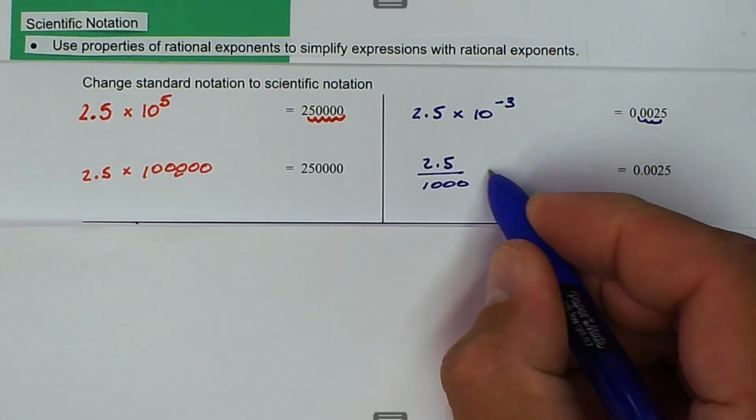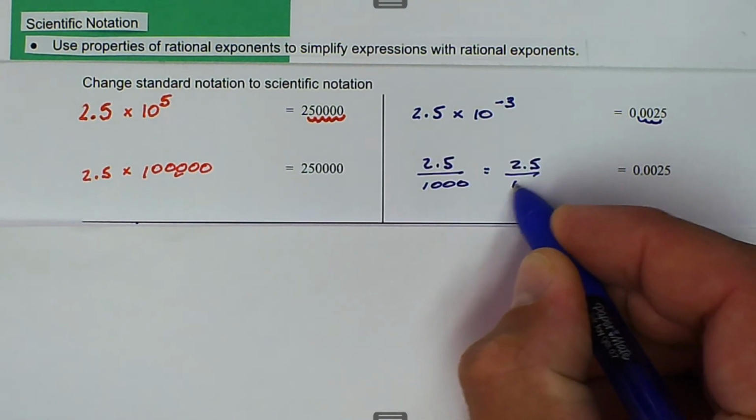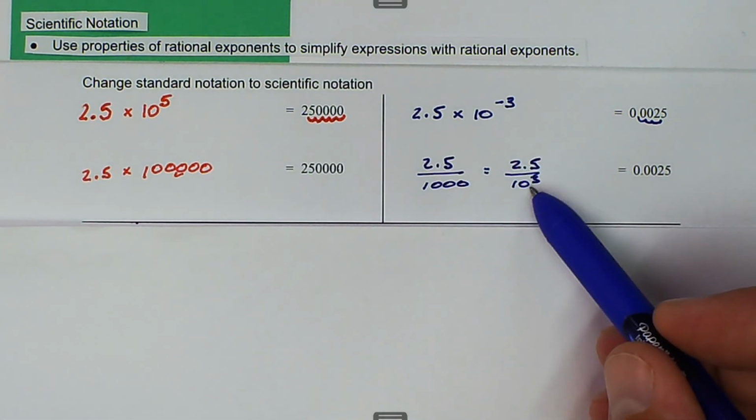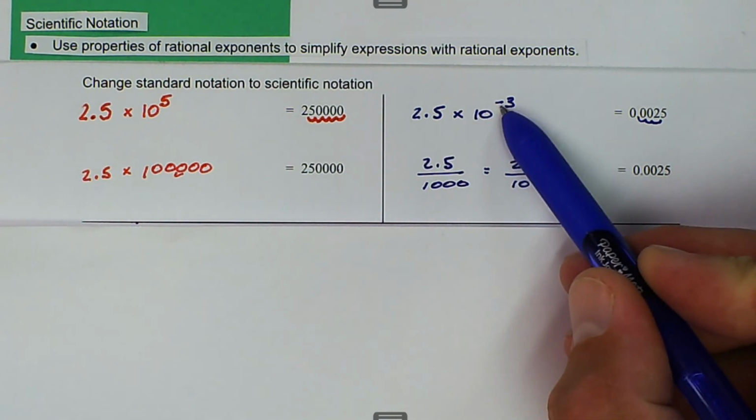Another way that we could think about that is, we could say 2.5 divided by 10 to the 3rd, but because that's in the denominator, if we wanted to move it to the numerator, we could use the negative exponent rule, and then that becomes 10 to the -3rd.